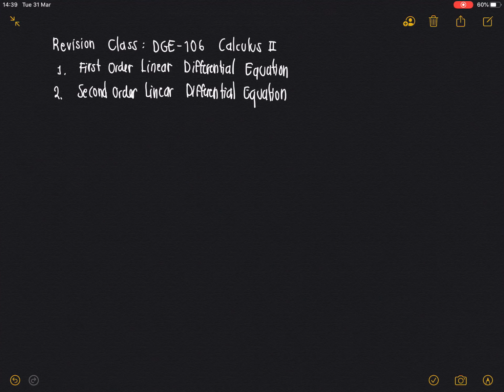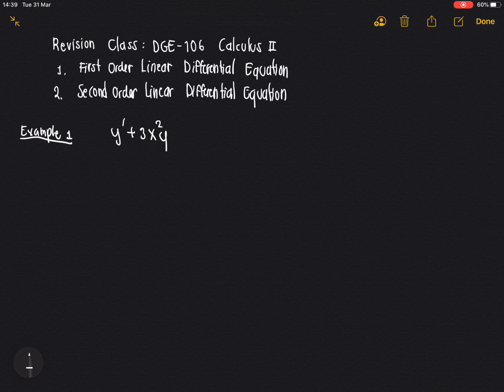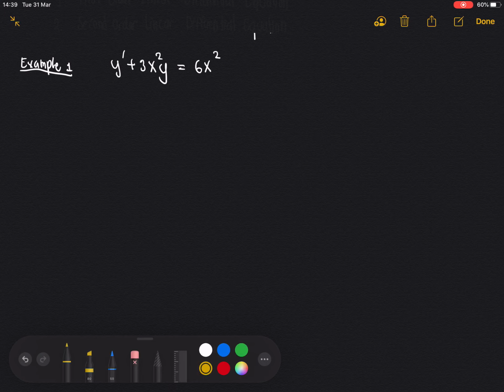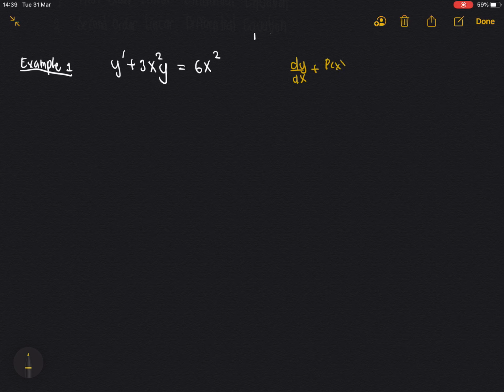Alright, so let's go to example number 1 first. Suppose that you are given y' + 3x²y = 6x², and you are asked to solve the first order linear differential equation. If you remember from the slides I just showed you, we first have to rearrange the given equation into the standard form.